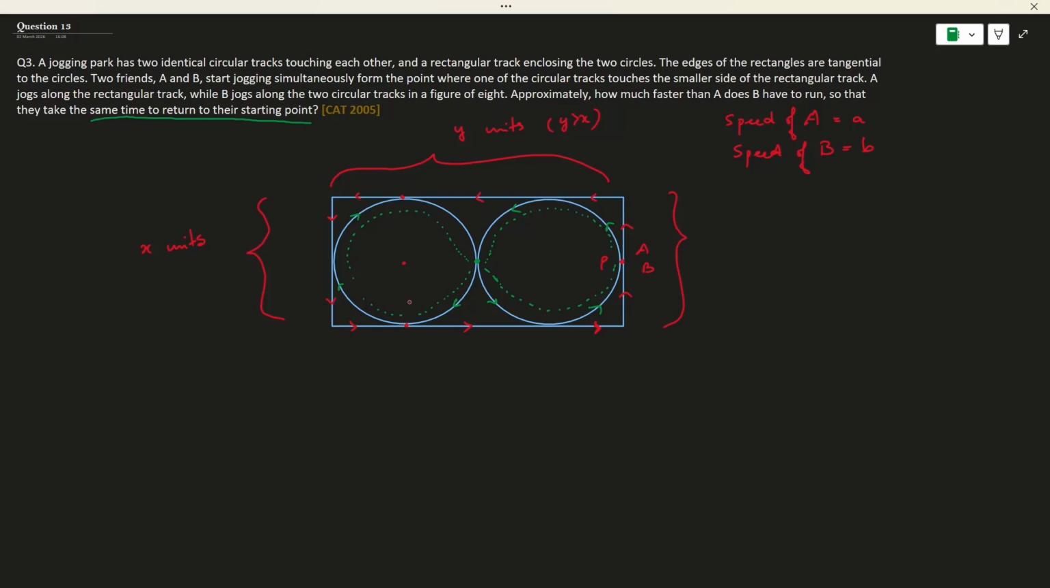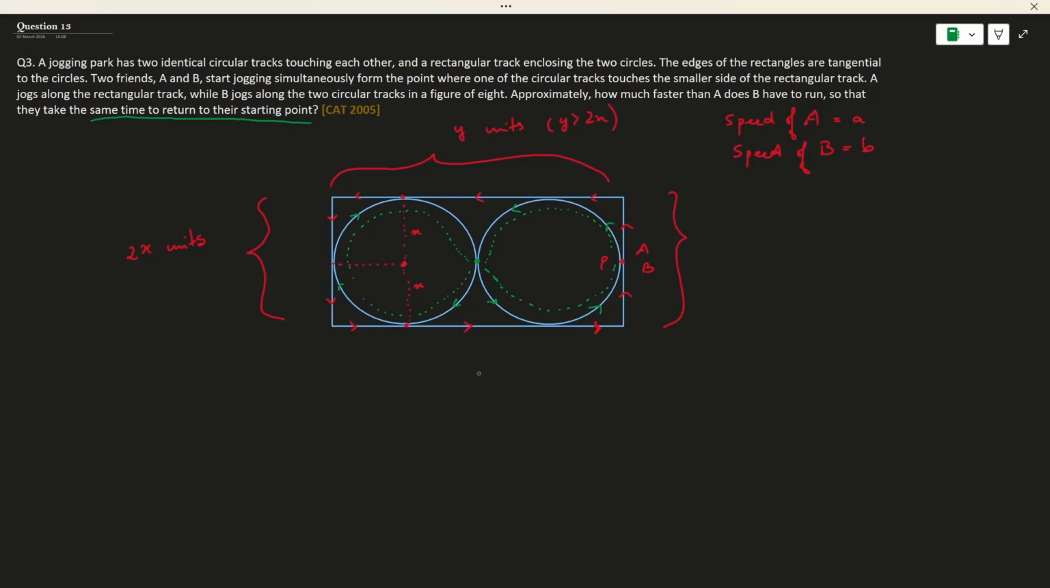That means this will also be x. So the radius will be x by 2. Let's say this is 2x units. So the radius will be x units. This will also be x units. This is y units, and y is greater than, so this will be 2x. y greater than 2x. All right.